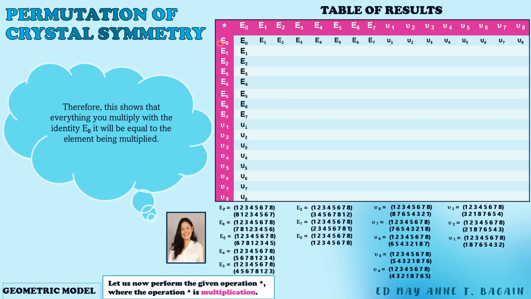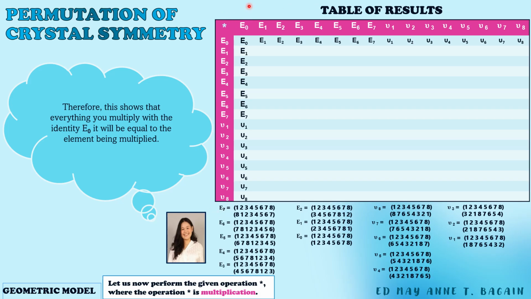That's why e sub 0 star e sub 1 will still be e sub 1. E sub 0 star e sub 2 will still be e sub 2. E sub 0 star e sub 3 will still be e sub 3. So it will be the same with all of this and all of this. That's why the first row and the first column will still be the same element as the header at the top.